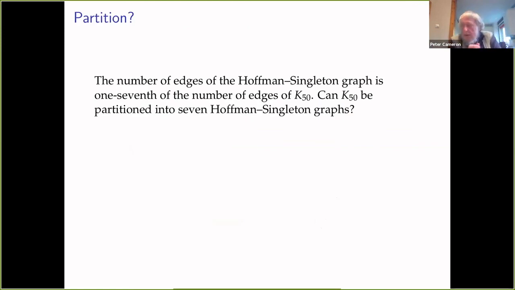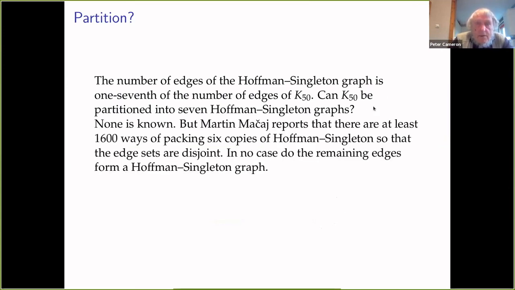And I talked about partitioning the complete graph into Petersen or Clebsch graphs. Well, the Hoffman-Singleton graph has valency 7, so it has 1/7 of all the edges of K50. Can K50 be partitioned into 7 Hoffman-Singleton graphs? This has not been definitively resolved yet. No such partition is known.